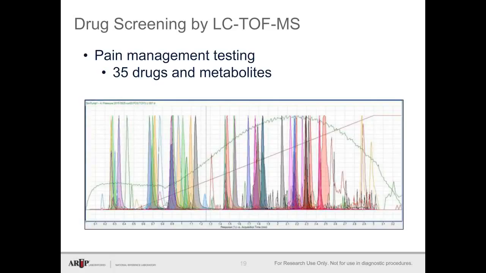Now I want to talk to you about some of the ways in which we use time of flight in our laboratories. This is a method used for testing for drugs commonly prescribed in pain management programs. These drugs are prone to misuse or diversion, so doctors want to make sure that people are taking what they've been prescribed and aren't enhancing their prescription therapy with anything else. This is 35 drugs and metabolites and 7 internal standards in about 3.5 minutes.